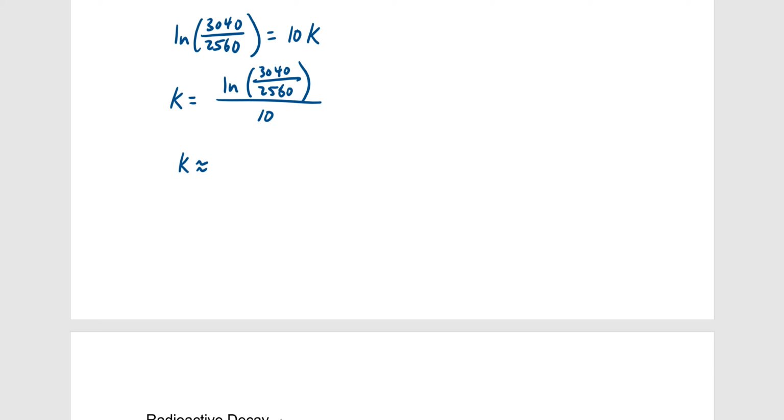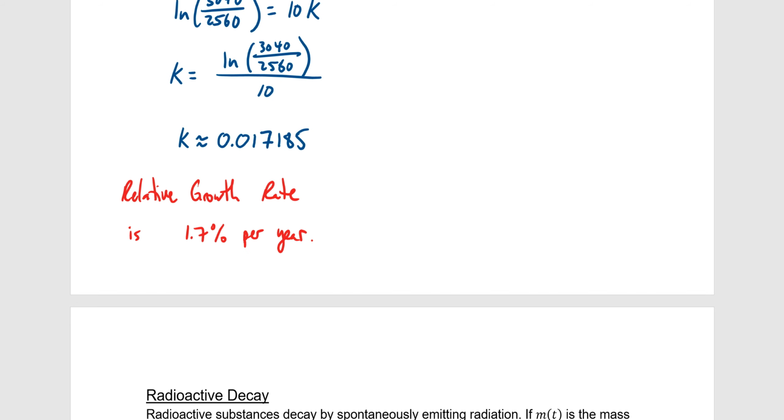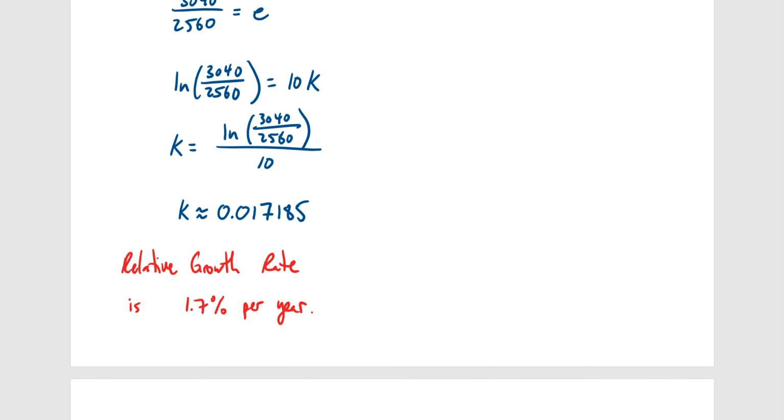And just for the sake of it, we can use a calculator for this, maybe get rounded a little bit here. We get about k is 0.017185. So this is our growth rate. And if we want to write it as a percent, we would say that the relative growth rate is roughly 1.7% per year, because you just move the decimal over 2 to the right, and I rounded to 1.7. Okay, so that is our relative growth rate.